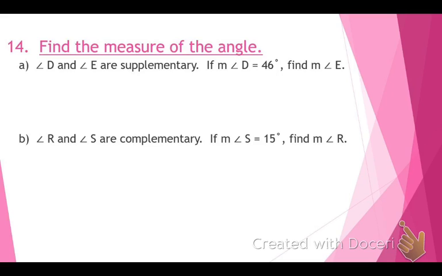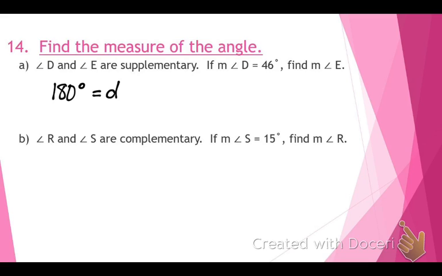Still kind of going along with the idea of supplementary and complementary angles. Angle D and angle E are supplementary. If the measure of angle D is 46 degrees, find the measure of angle E. Alex, how would I find this? You have to put 180 equals D, which is 46 degrees, and then E.